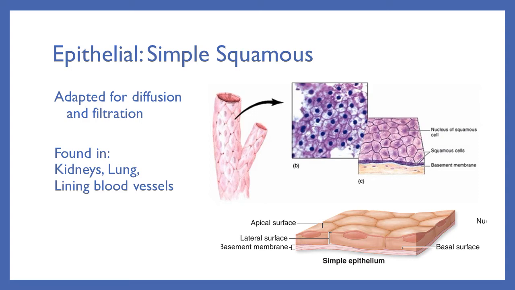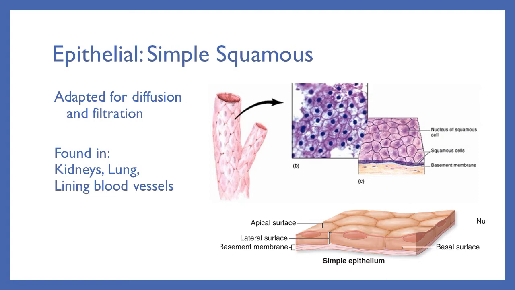On to the individual types. Where are they found and what are they used for? Simple squamous is adapted for diffusion and filtration. Simple means it's a single layer. Squamous means it's flat like a pancake. So this microscope slide shows how it looks looking down on them from above, almost like paving stones all squished together.